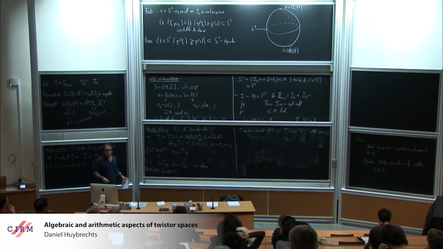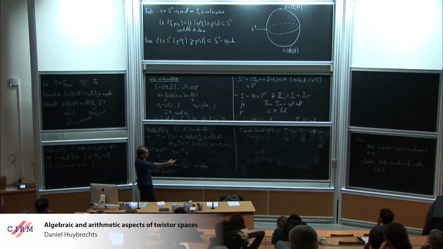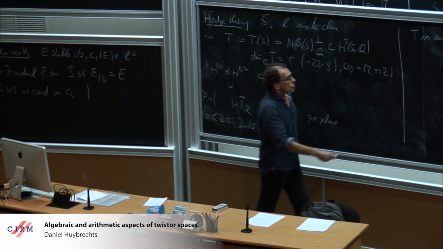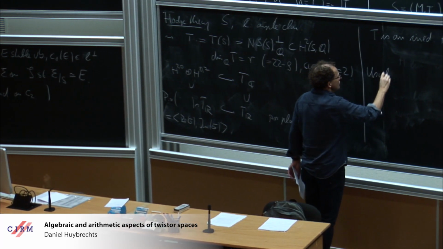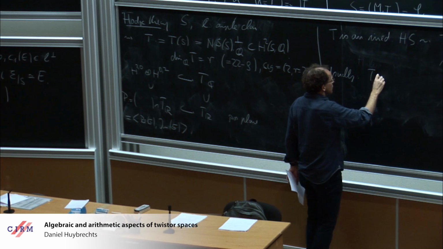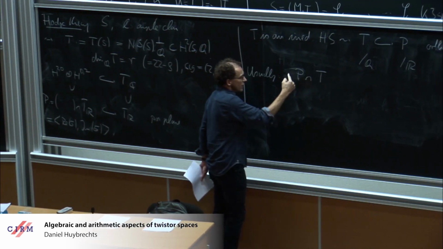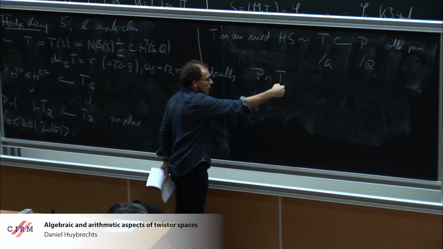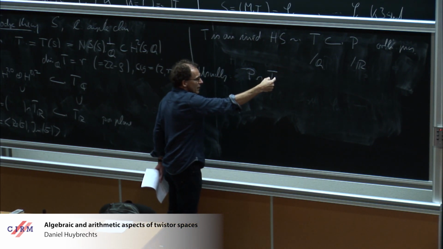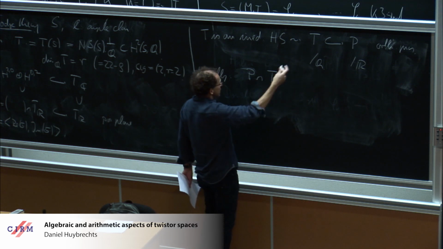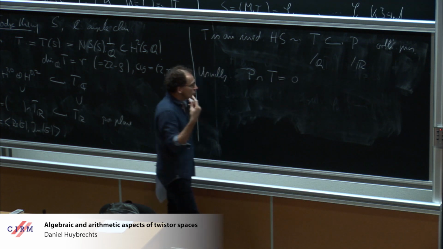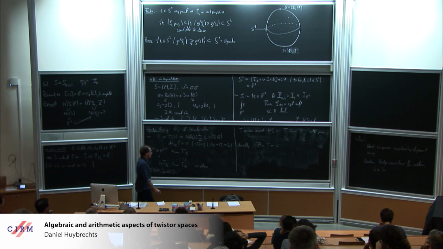So usually, you can either embed T in P, or you can embed P in the real vector space TR. So usually the P will not intersect the T. So this is a real vector space obtained from this rational vector space by base change, and the intersection will be 0. So there will be no rational class in the real two-plane P.